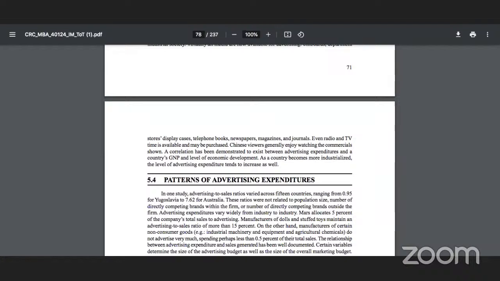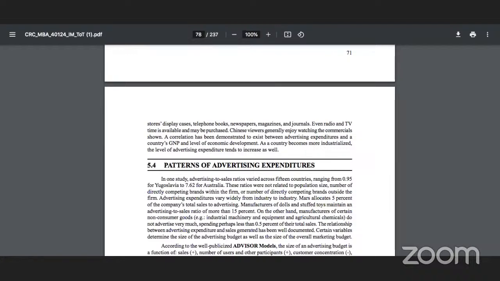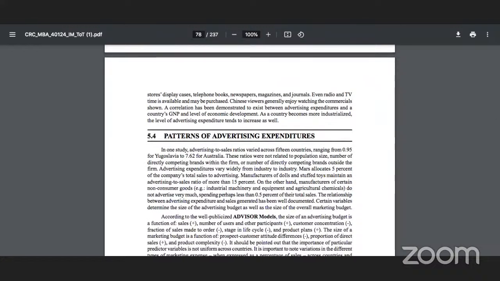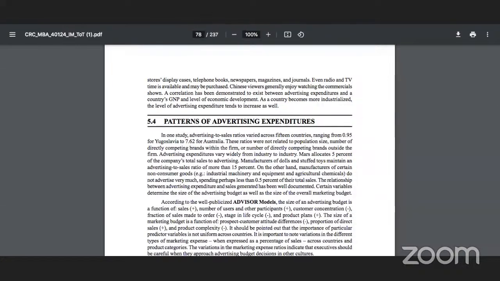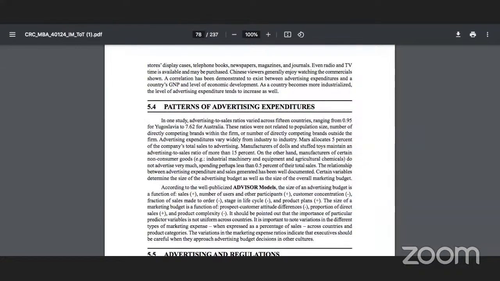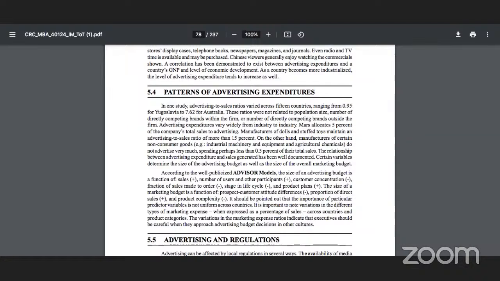If we talk in terms of radio and TV, you know that it seems that more time is being devoted to advertising than actual content that is being broadcast. So here, when we are talking in terms of patterns of advertising expenditures, we need to understand that in one study, advertising to sales ratios varied across 15 countries. And what was the range? Right from 0.95 for Yugoslavia to 7.62 for Australia.